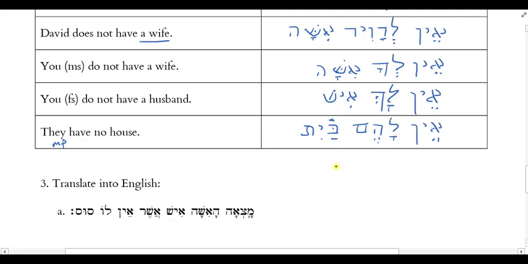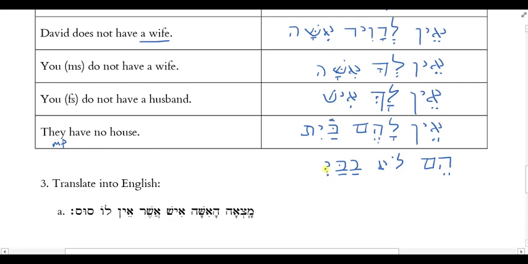Would we be able to, with what we know, instead say they are not in a house using the preposition? How would we say they are not in a house? They would be hem, right? They, masculine plural, hem, and then are not. Why would we put that first though, they? Because this is a verbless clause. There's no copula, so we usually put the subject pronoun first. Hem, lo, right? And then ba, bayit.